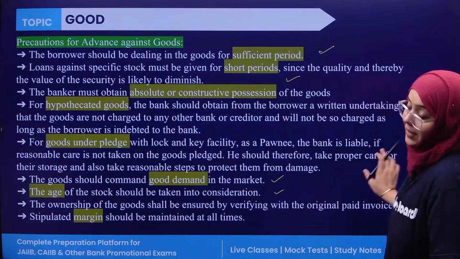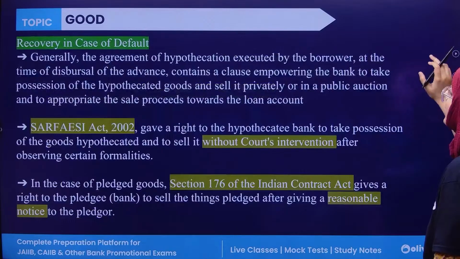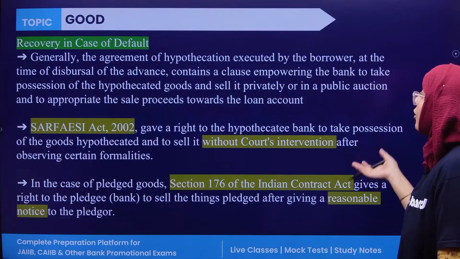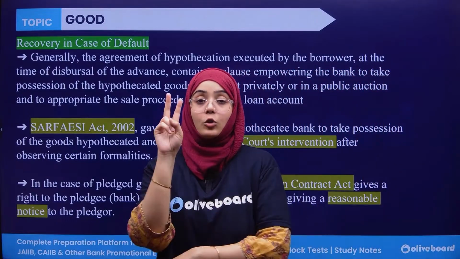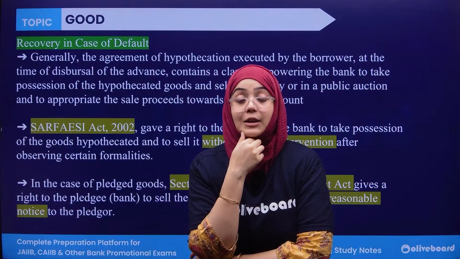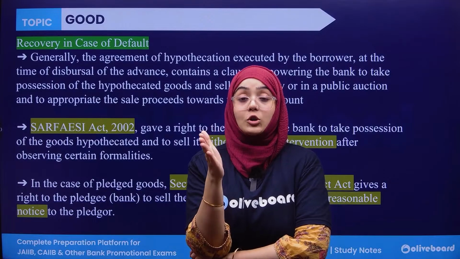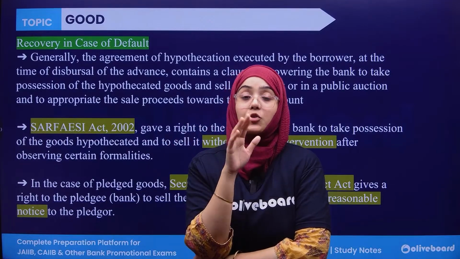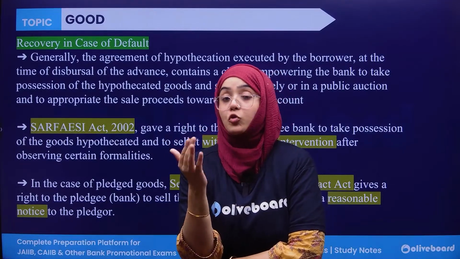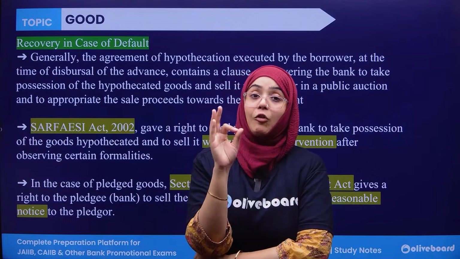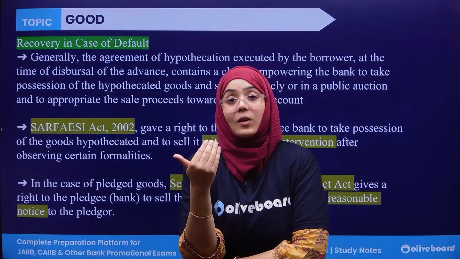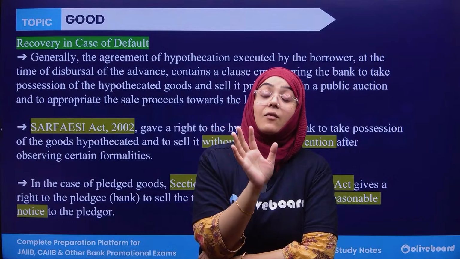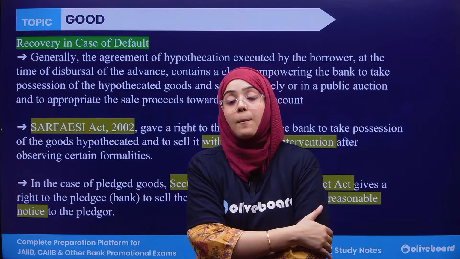Okay, next, the recovery in the case of default. See, recovery is now very easy. Two things. In the case of hypothecation, if the goods are not in the possession of the bank, first you have to take the possession and then you have to sell it in the market. In the case of pledge, you already have the possession, and that's why you can sell that good in the market by giving a reasonable notice to the borrower.